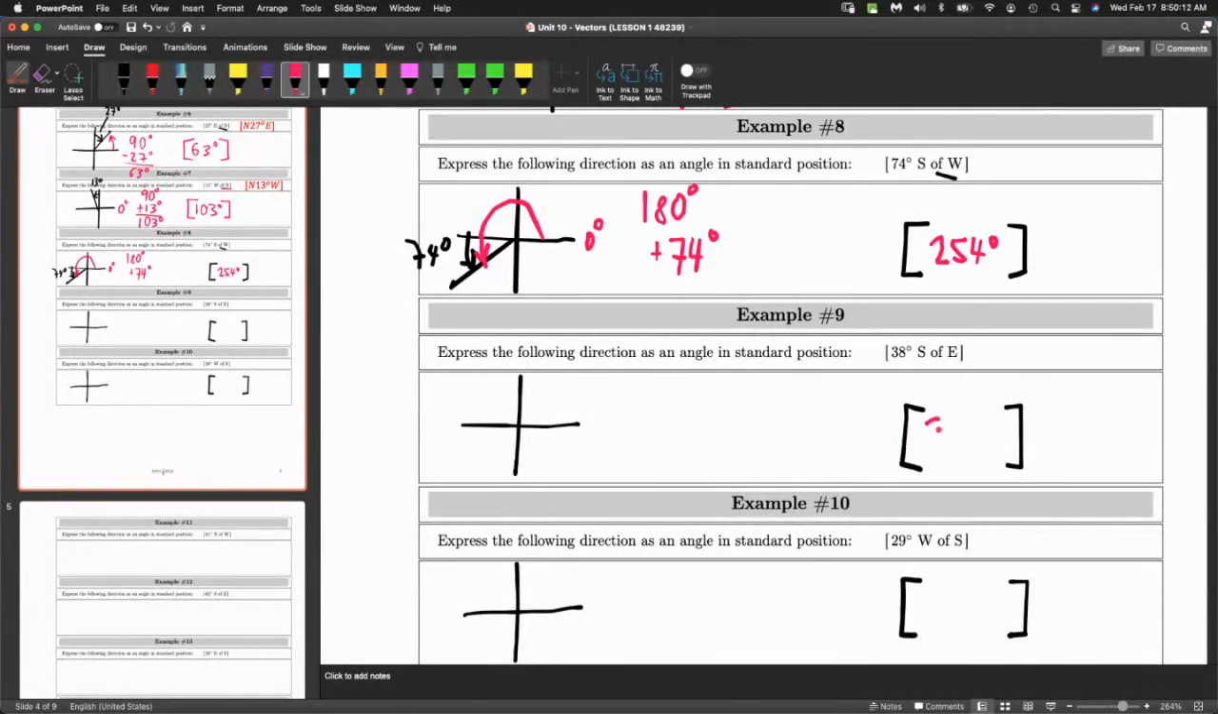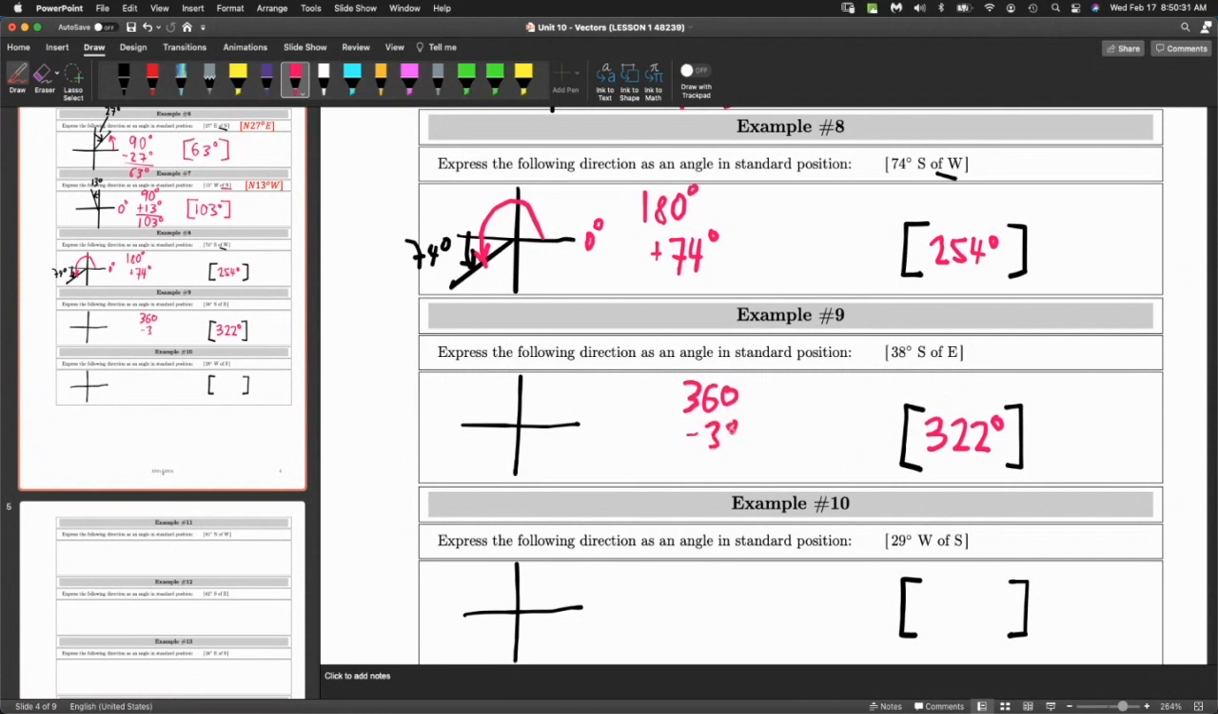Thank you. Okay, Gianluca, tell me in the chat. Thank you, Jai, as well. Gianluca, tell me in the chat how you got that. Tell me what calculation you did. Let the class know what your calculation was. Thank you very much. So you did 360 minus 38.